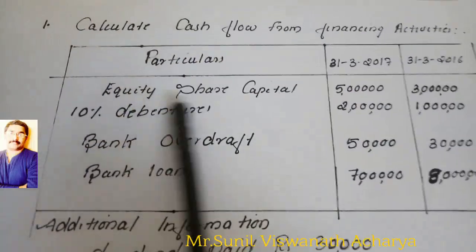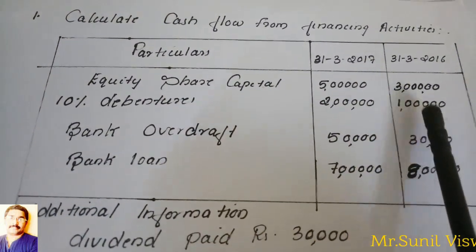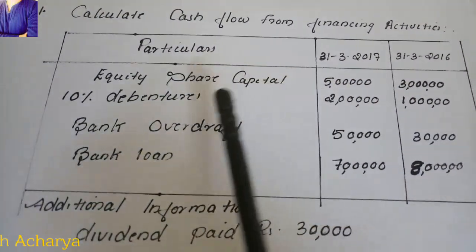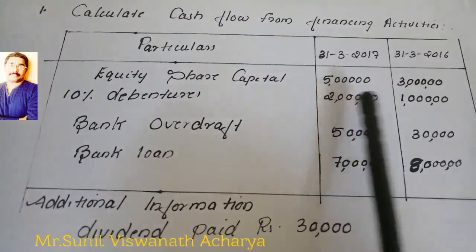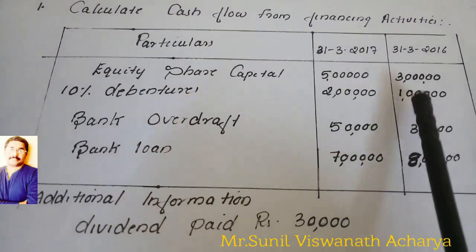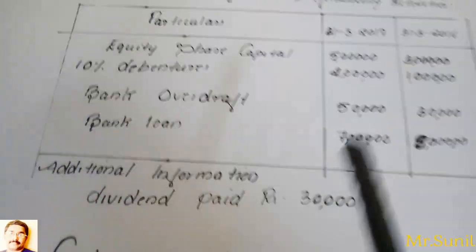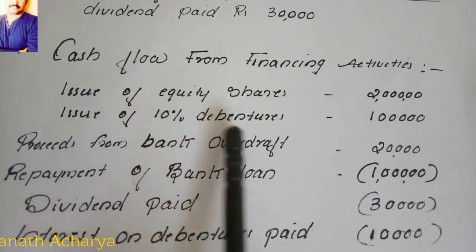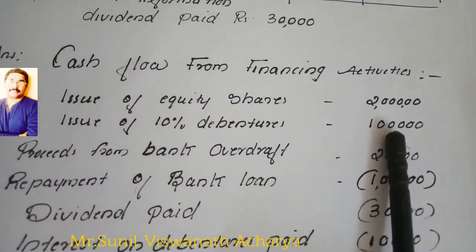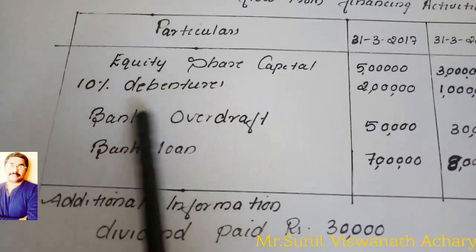Now debenture. First year it was 1 lakh. Second year it became 2 lakhs. That means we issued 1 lakh rupees of debenture this year. 2 lakh minus 1 lakh, 1 lakh rupees debenture we issued. So we will write issue of 10% debenture, it is 1 lakh.